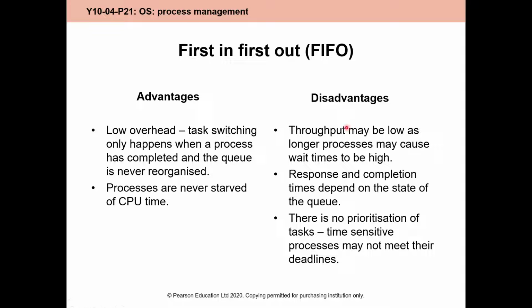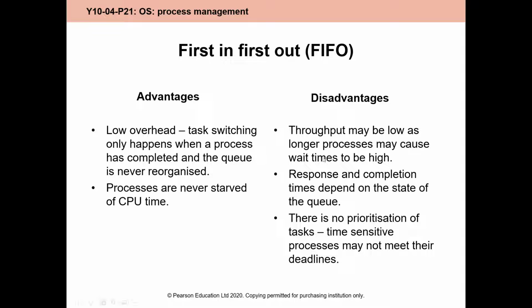But throughput, that means the number of jobs per second or per minute or per hour or whatever, can be low because you might be doing all of that biology coursework for 2 whole hours. You're not interrupted like you are at round robin. You've got to wait for the whole thing to finish before you move on to the next one. So it's completely varied. Response time and completion time all depends on how long the jobs take. There's no prioritization. Some things might miss their deadlines because you're working on a really long task.